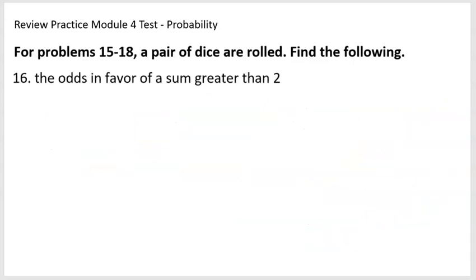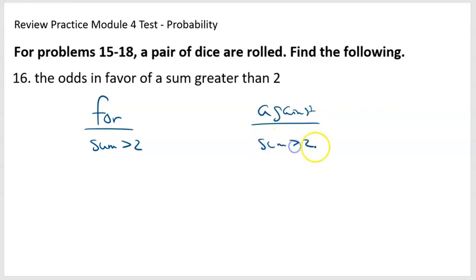Now for 16, they're asking for the odds in favor of a sum greater than 2. Still the same experiment. I'm going to flip to the previous page, or the previous slide where we wrote all 36 possible outcomes. But let's think about this before we move on. The odds in favor of a sum greater than 2. So what we need is for, a sum greater than 2. And then we need against, a sum greater than 2. Okay, we'll count them. They should total to 36.